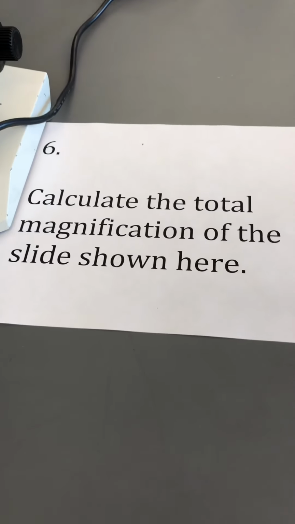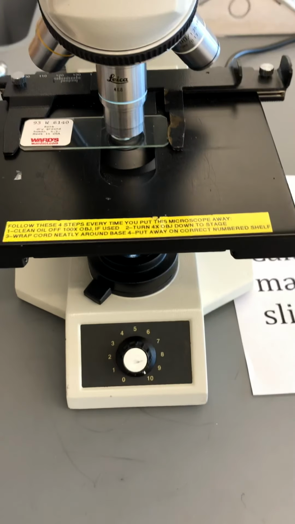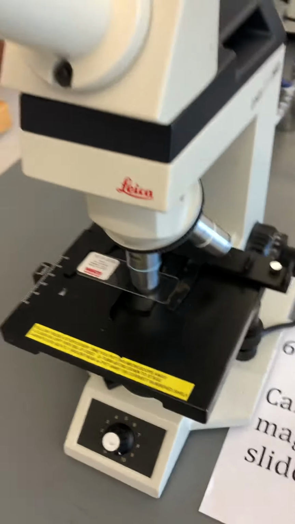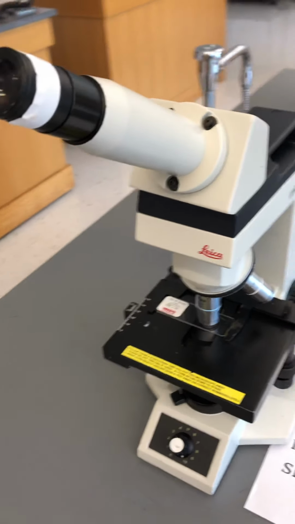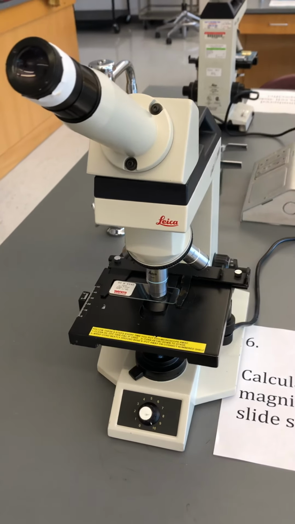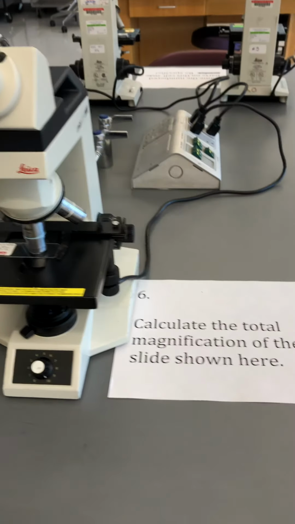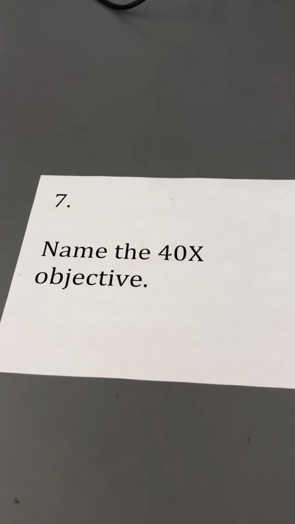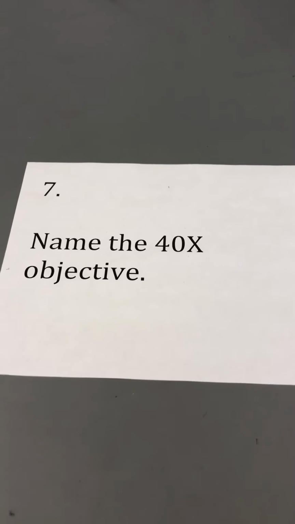Number 6, calculate the total magnification of the slide here. The slide here is focused in on the 40x objective, and the ocular that we use is always a 10x ocular. So 40 times 10, that means the total magnification is 400 for this slide. Number 7, name the 40x objective. It's called the high and dry objective.